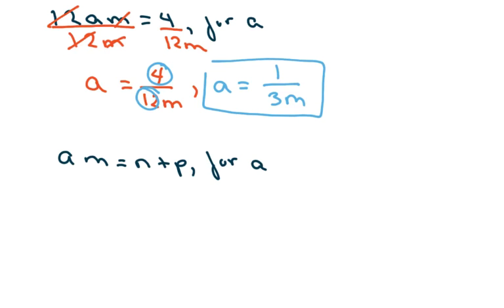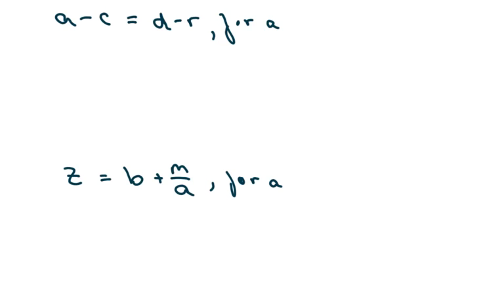Okay, here we want to solve for a, so we divide both sides by m. We're isolating the a, so we get a equals n plus p, and you're done. Next we have for a again, so we're just going to add c to both sides. That cancels, that equals 0, so you get a equals d minus r plus c.